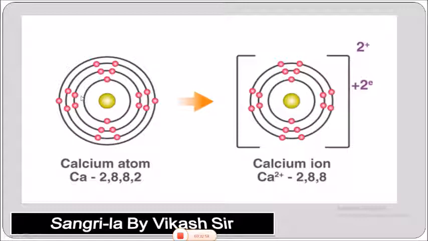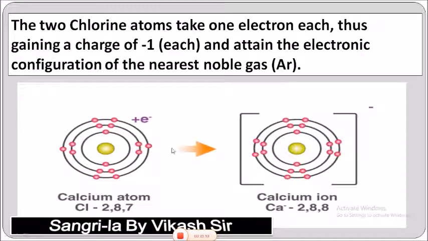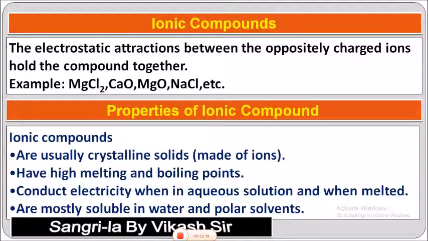Okay, you can see here in the picture also. The metal releases 2 electrons from the outermost shell, and here chlorine gains electrons and forms the compound CaCl2. Now, what is an ionic compound? The electrostatic attraction between the oppositely charged ions holds the compound together. This is known as an ionic compound. For example, MgCl2, CaO, MgO, NaCl, these are ionic compounds.